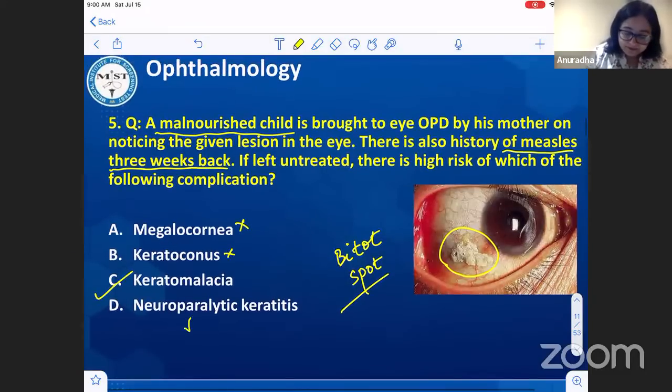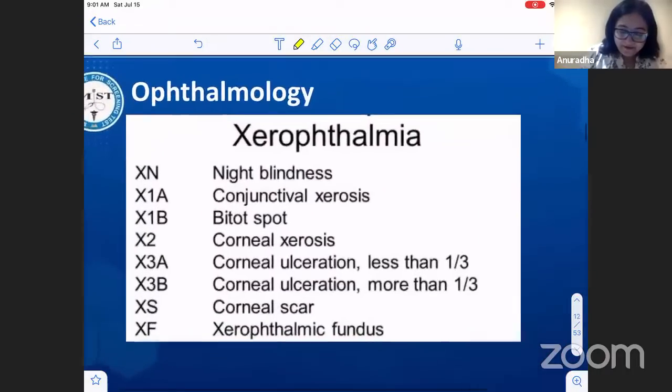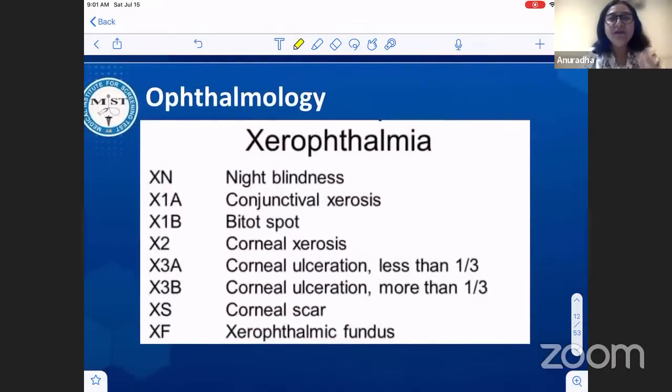Neuroparalytic keratitis, friends, is seen in facial nerve palsy. So here we are looking at a case of vitamin A deficiency who is already showing Bitot's spot. Give the treatment now, otherwise the child is going to go into keratomalacia. And again, my favorite chart, xerophthalmia, which has all the features which you see in the eye related to vitamin A deficiency. Friends, this topic is very simple, but it has been asked almost in every exam, your past exams, in one way or the other.